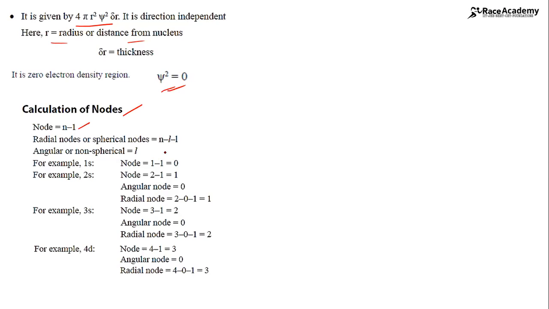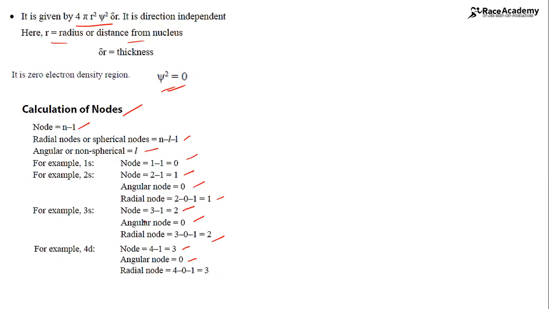The total node formula is n minus 1. Radial or spherical nodes are n minus l minus 1. Angular nodes are nothing but the l value, and they are non-spherical. For example, 1s: the node is 0. For 2s, the node is 2 minus 1, which is 1. Angular node is 0. Radial node is 2 minus l minus 1, for 2s that is 1. Likewise for 3s you can calculate: the node is 2, angular node is 0, radial node is 2. For 4d, the node is 4 minus 1, which is 3, and the angular node is 2.